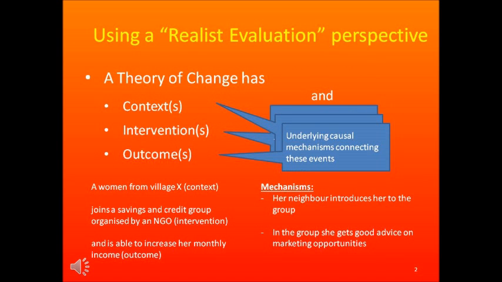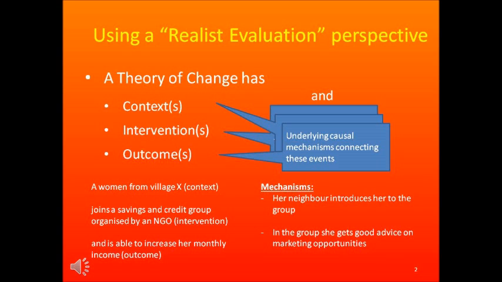In this presentation, I'll be making use of a realist evaluation perspective. We will be looking for theories of change that have three elements: some information about the context, information about the intervention that took place, and the outcome that resulted. And underlying those three things will be some knowledge of the causal mechanisms that connected these events.